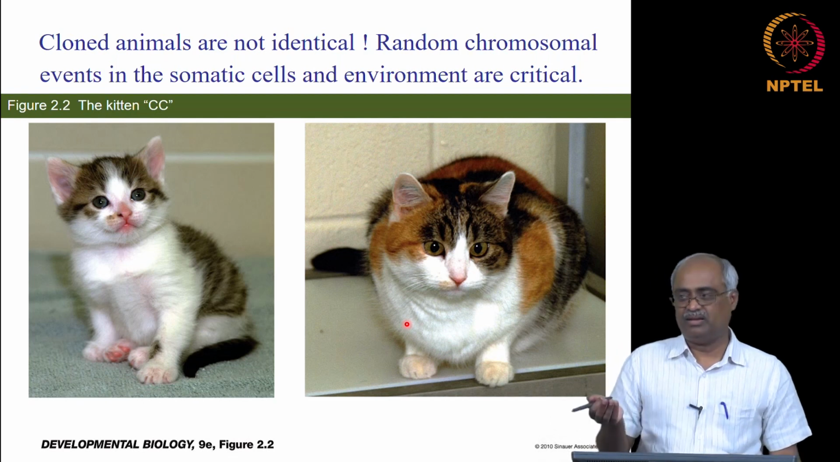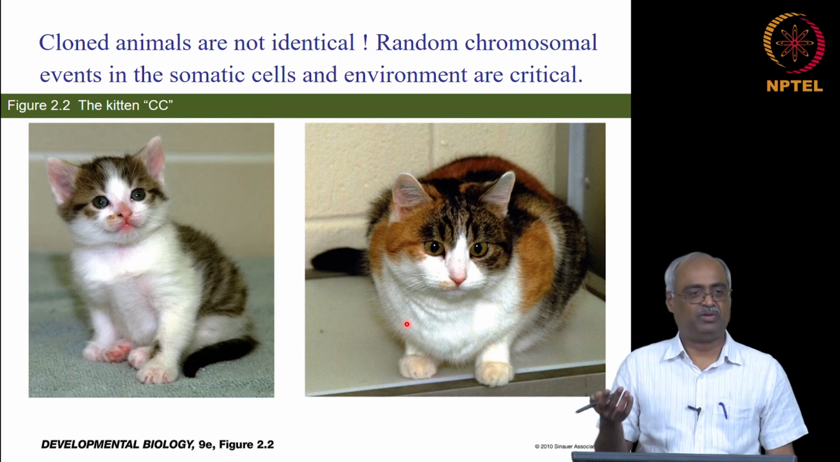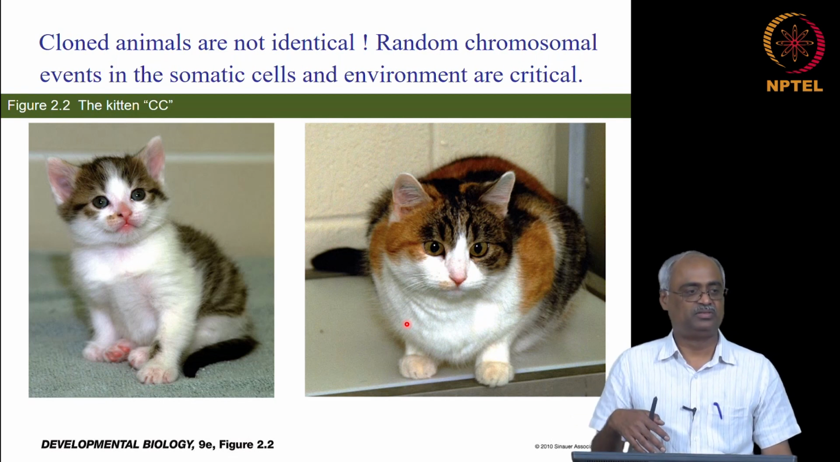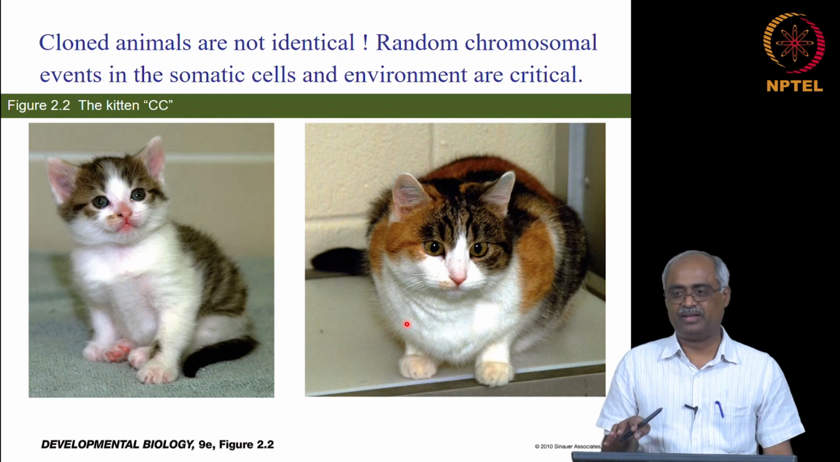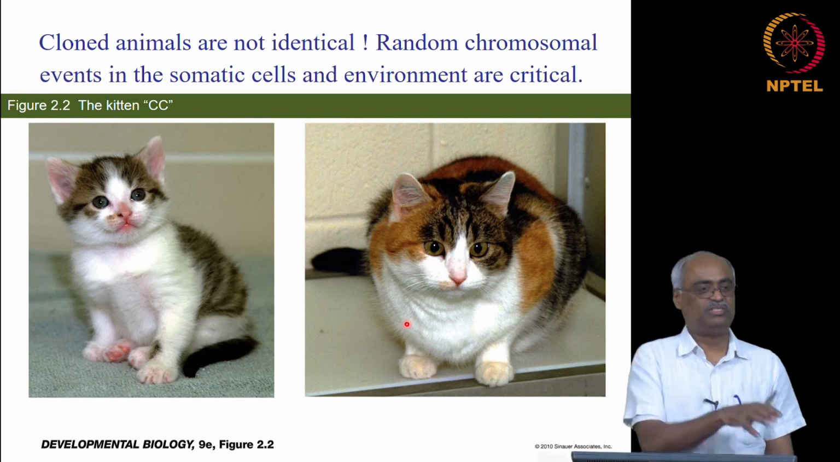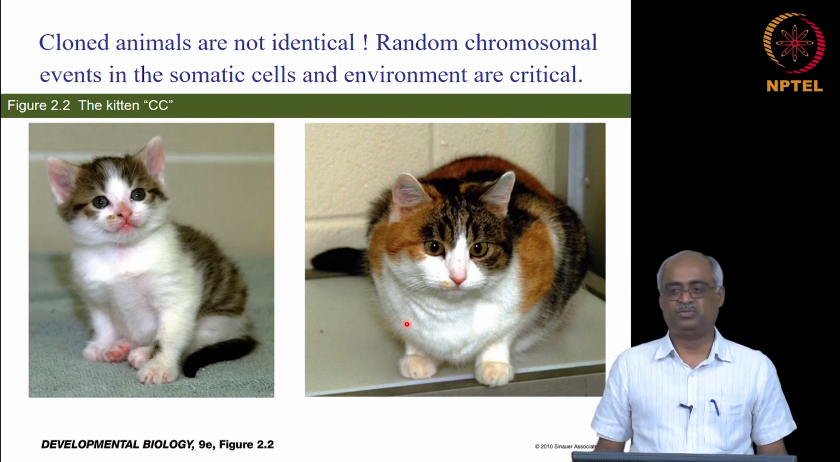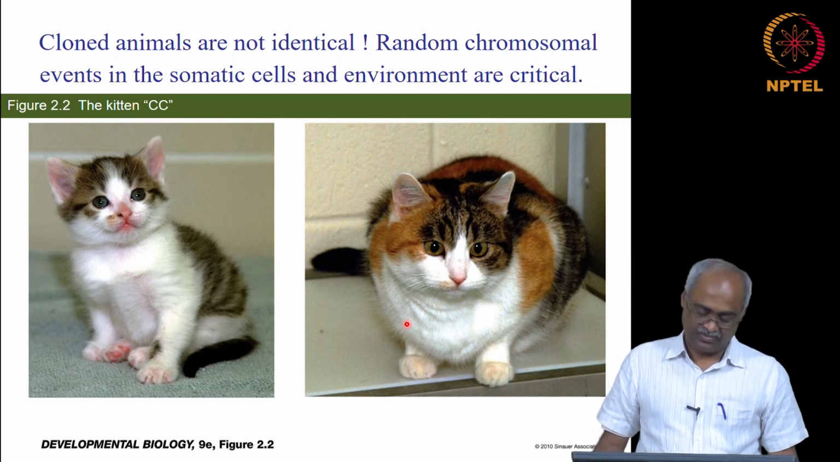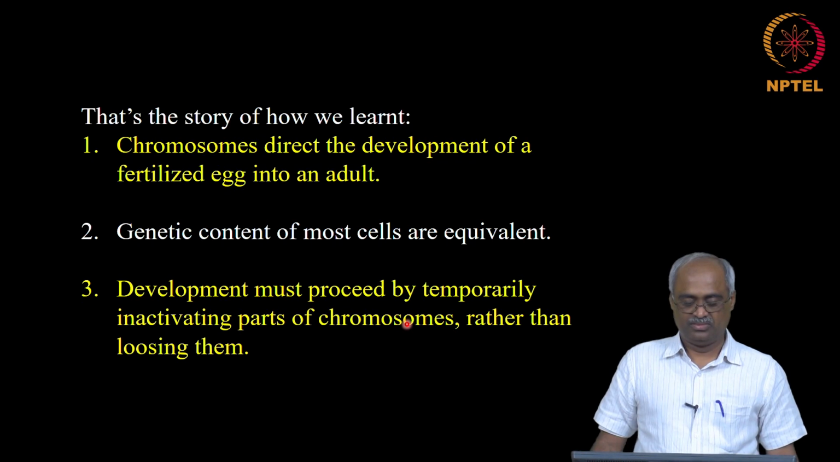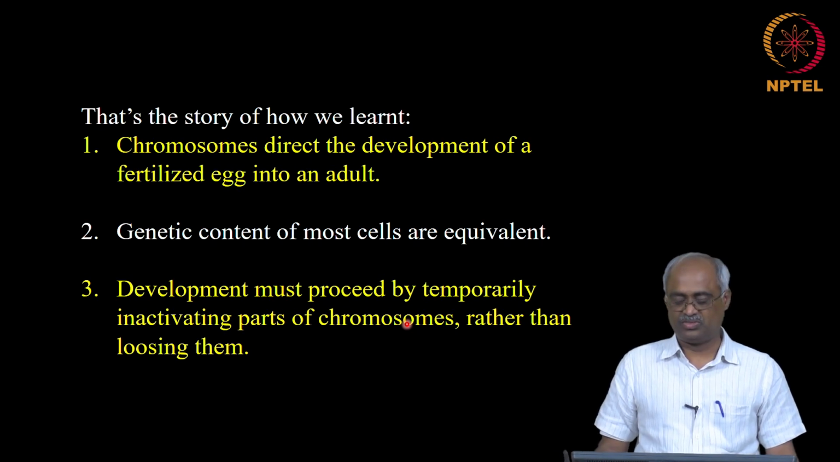And there are other situations where the environment can still have influence. So, DNA is not the sole determinant, but for the original question the answer is yes, it is the set of chromosomes that determine development. So, this is actually how we learned that chromosomes direct development, and the genetic content of most cells is equivalent.